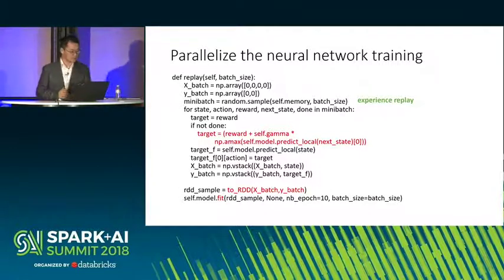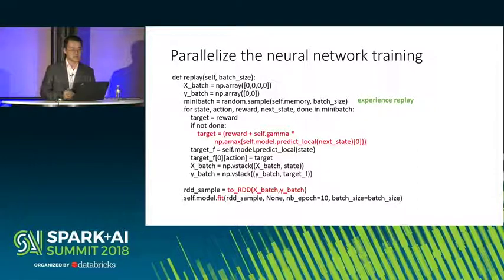So the critical routine is the target, how I update the target. The target equals the current reward plus gamma multiplied by the maximum reward that the model predicts it should get in the next time step. And after this collection, we'll transform all the training data into a Spark RDD. And by calling fit, we can start the training. So this whole training process for reinforcement learning happens iteratively. First, I play the game a few times, and then I train it.